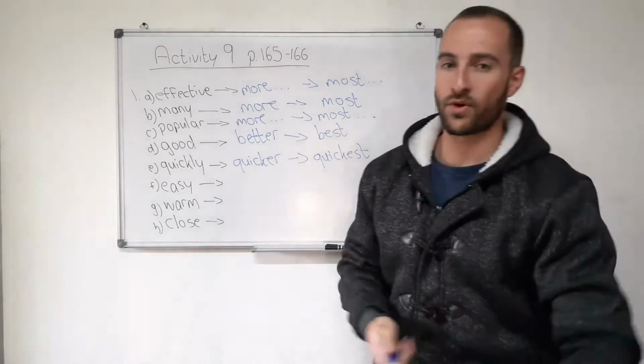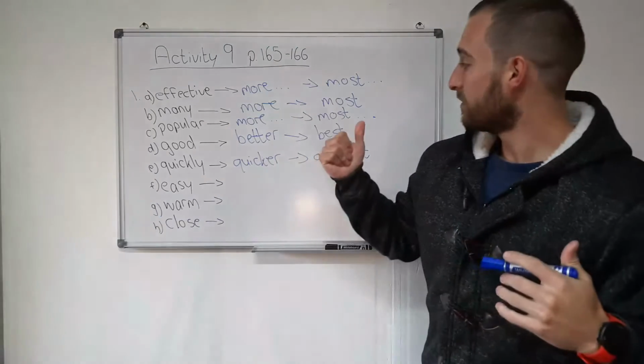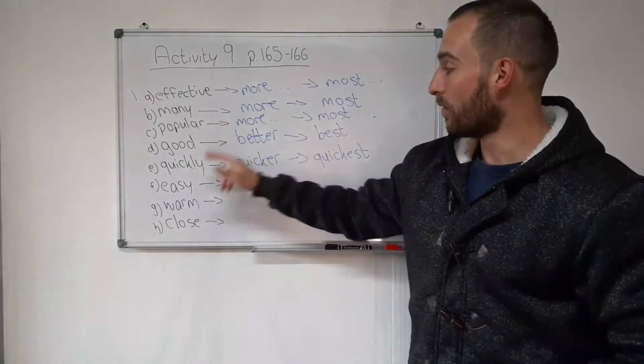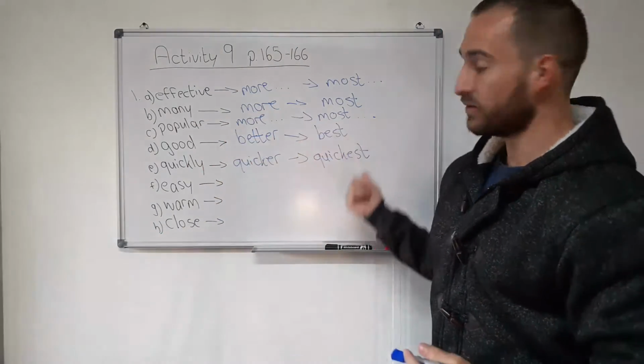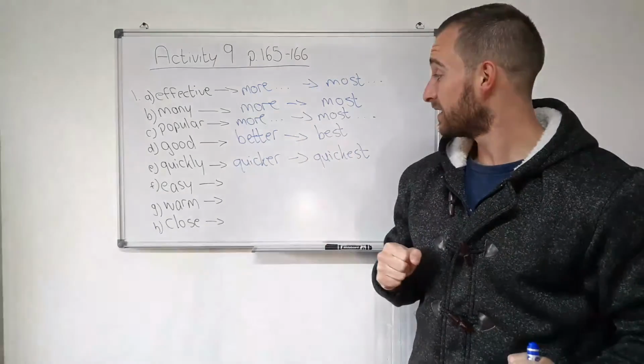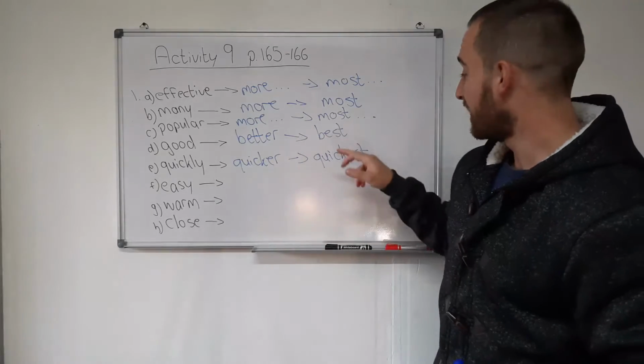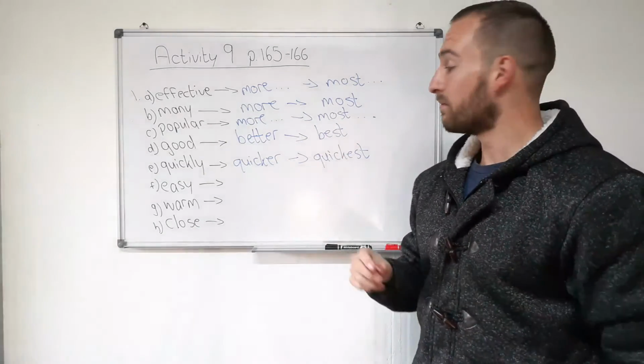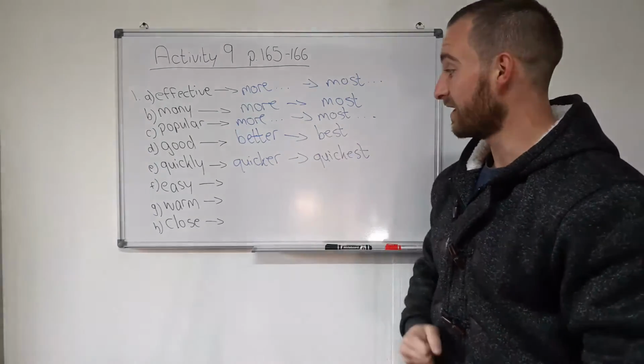I see these two more commonly than the others, but you can also use more quickly and most quickly. It all depends on the context of your sentence that you are writing. So you can use quicker and quickest, but you can also add more quickly and most quickly.